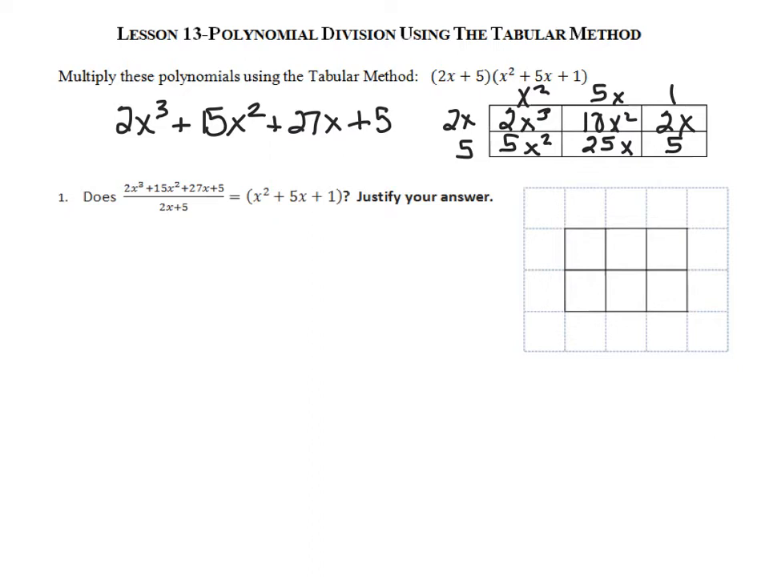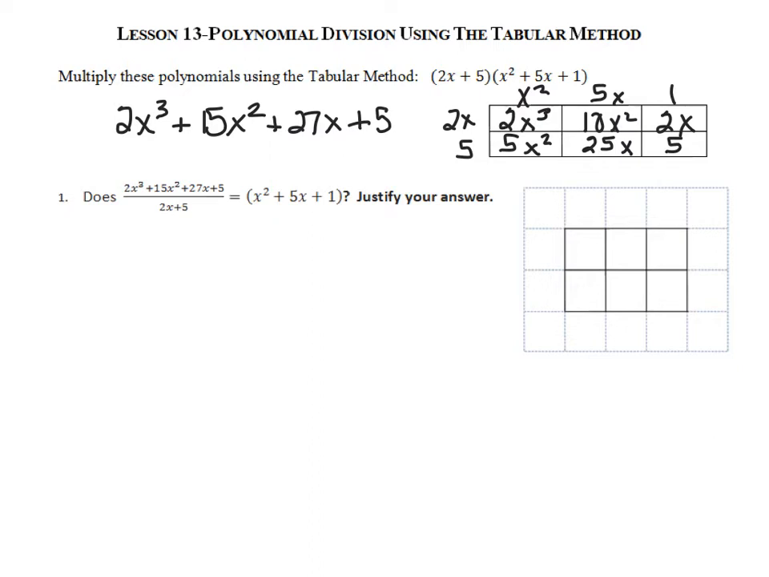So we found that this method made for a very easy way of keeping track of all of the terms in the multiplication. Well, likewise, that's going to work pretty much the same when I do division. I'm just going to undo that multiplication. So you'll notice that the problem that we're doing now is going to be the same exact problem, but in the division form. So I'm going to start with 2x cubed plus 15x squared plus 27x plus 5, and I'm going to divide it by 2x plus 5.